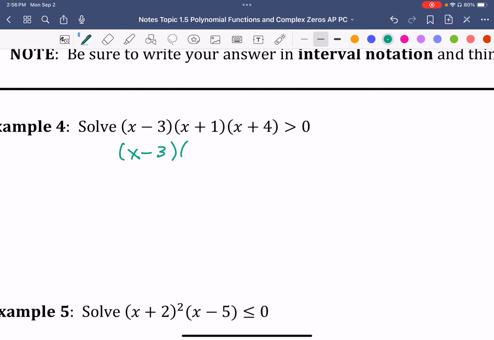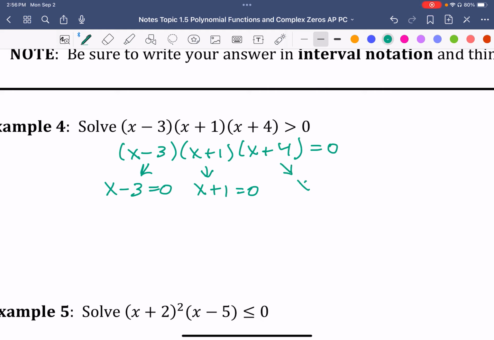So I'm going to do x minus 3 times x plus 1 times x plus 4, and I'm going to set this equal to 0. This process is the same as what we did earlier, where you separate each factor, set them equal to 0, and then you can solve for the zeros. Okay, so we get x equals 3, x equals negative 1, and x equals negative 4.